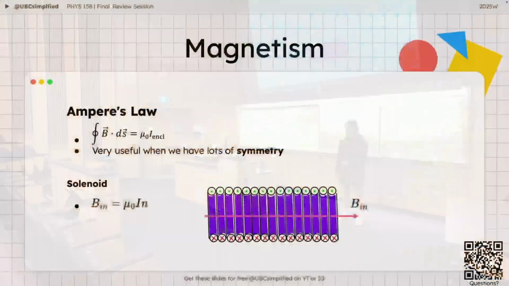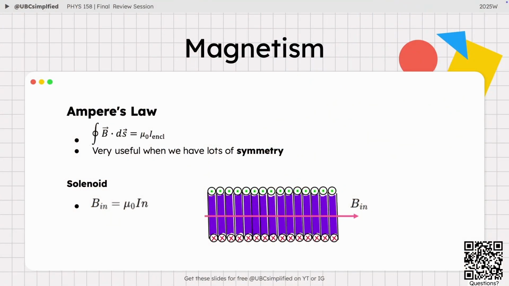Okay, next we'll talk about Ampere's law. So Ampere's law is like the magnetic equivalent of Gauss's law, and it has a very similar form to Gauss's law. It's not a surface integral, it's a loop. So you have a loop around a current carrying wire, and the field at every point along that loop is the same if it's very symmetrical.